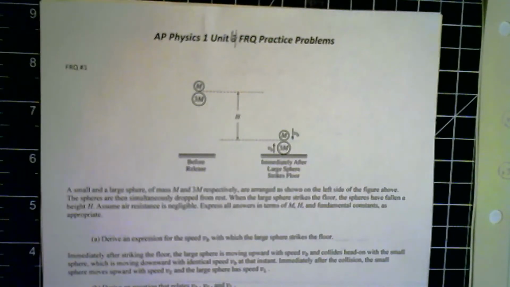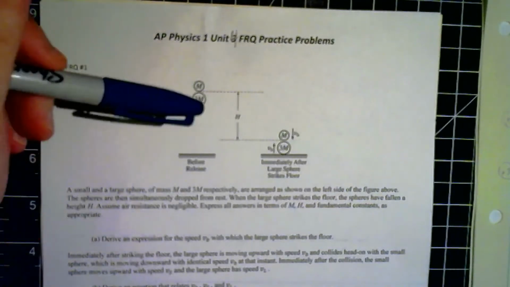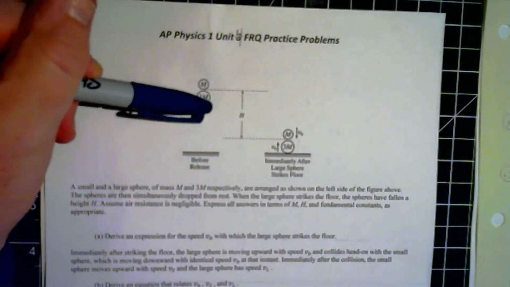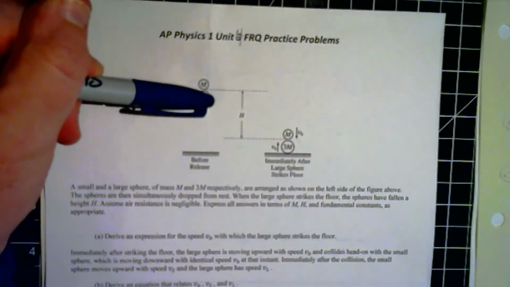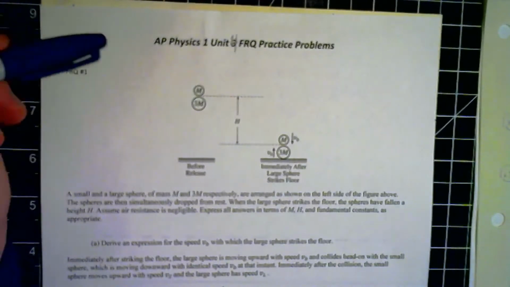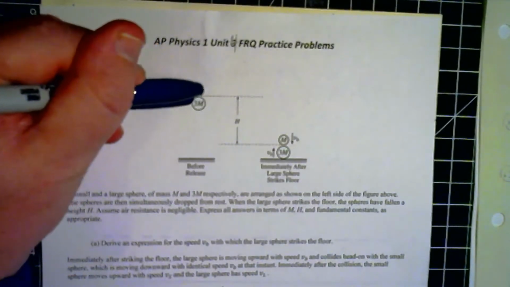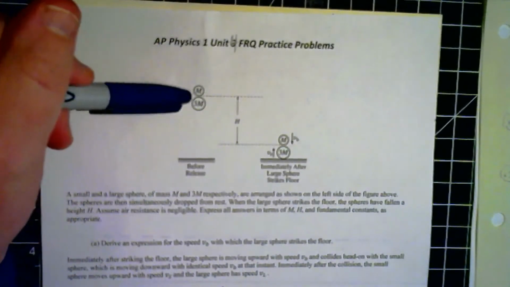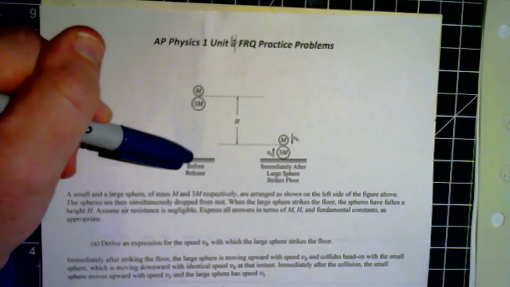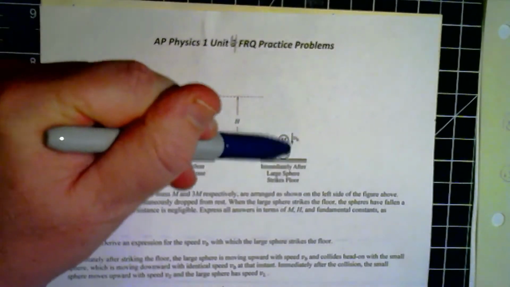Okay, so in this question, we've got two spheres, one that has a mass of 3m, one that has a mass of m. So you can imagine maybe this is like a basketball, and maybe you've got like a foam Nerf ball or something on top of it, or maybe it's a basketball and a tennis ball, something like that. And so you're going to drop it from some height of h, and it's going to hit the ground, and then afterwards they're going to bounce.